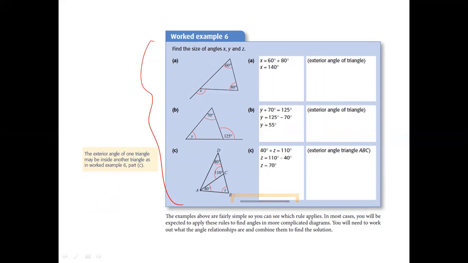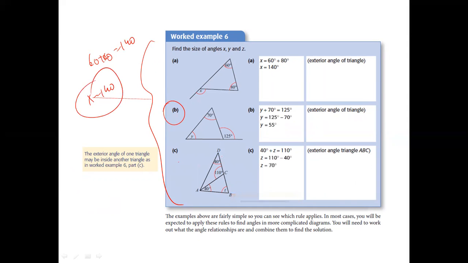And here are some more examples. I want to show you the first and third maybe, and the second is for you. Find the size of angles x, y, and z. There we have two known angles, and we need the exterior angle of these interior angles. So the opposite angles of the exterior angle are 60 plus 80, which is equal to 140. So automatically x is equal to 140 degrees.